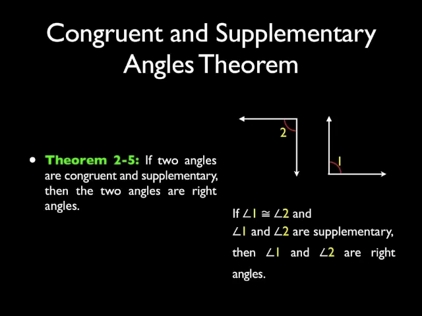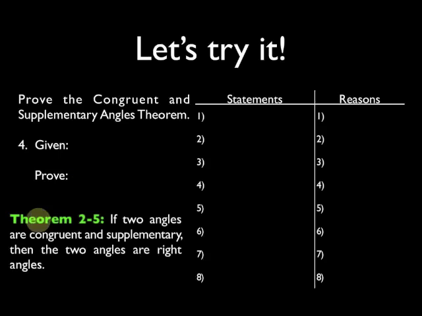Let's go ahead and prove this one. You will notice that we've started off with the theorem itself written down here. Our hypothesis is that 2 angles are congruent and supplementary. So that is what is given. We have 2 angles that are congruent and supplementary, and then we are also told that those 2 angles are right angles. So that is what we are going to try and prove, that the 2 angles are right angles.